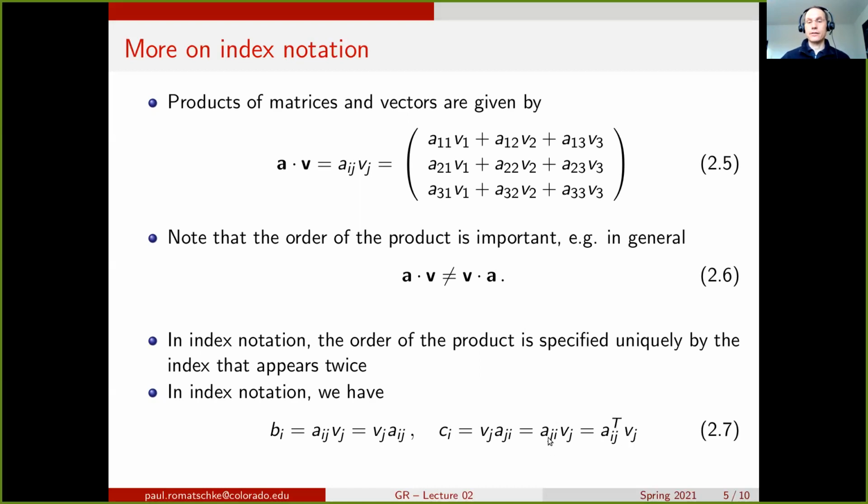Note that since A_ji is the transpose of A_ij, we can write A_ji simply as A_ij transpose, and then we have something that corresponds to this vector c_i, where we have the V appearing to the right, similar to our vector b in front.